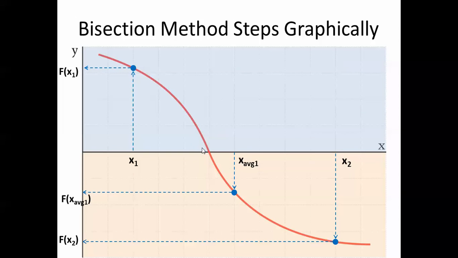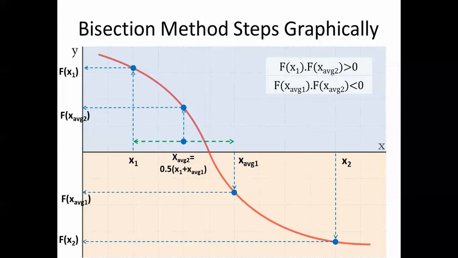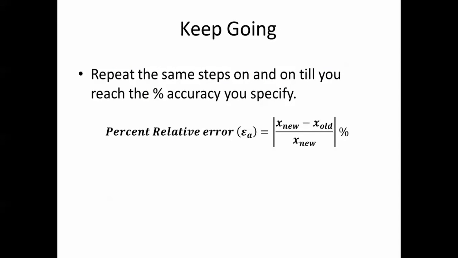So you do the same thing again. You have this new interval, x1 and x average 1. You get the midpoint, the average value between them, and get f of x average 2. Then you multiply f of x average 2 by f of x1 and by f of x average 1, and you know that the root is sitting somewhere here, and you do the same, and so on, until you get a value that you are happy with. You can keep repeating these steps until you reach the point where you calculate what's called the percent relative error.